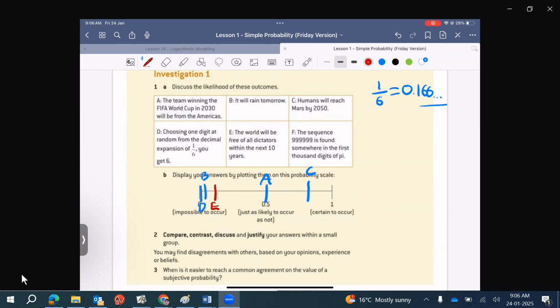The sequence 99999 is found somewhere in the first 1,000 digits of pi. So it's possible. I don't actually know the answer to this one. I know how it kind of looks, but it's not likely that we're going to get that one, is it? It's not likely. We could actually find the answer, and then it would become 0 or 1 when we actually see what the actual answer is. But I don't think it does.